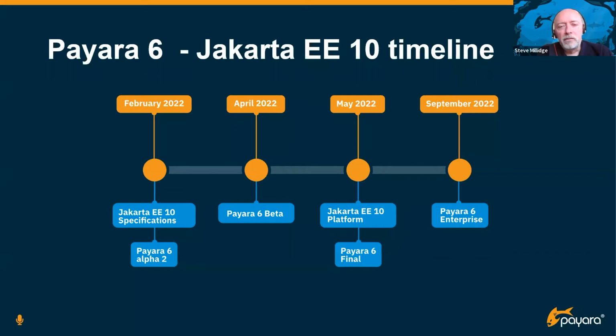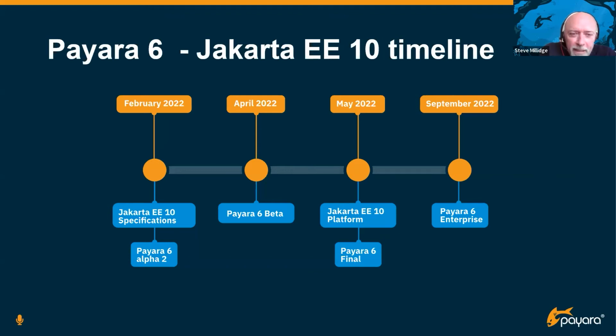So all this work is happening in the Jakarta EE working group. In February, the first specifications will start dropping, and that means the API jar, the TCK, and the spec document will start appearing first in Jakarta EE staging repositories and then in Maven Central as they become released.